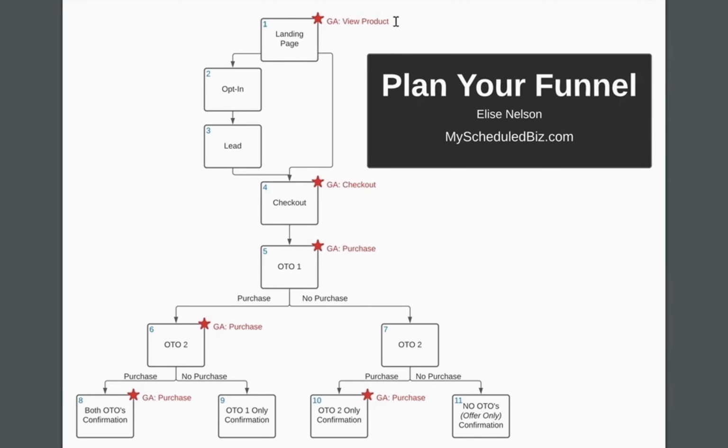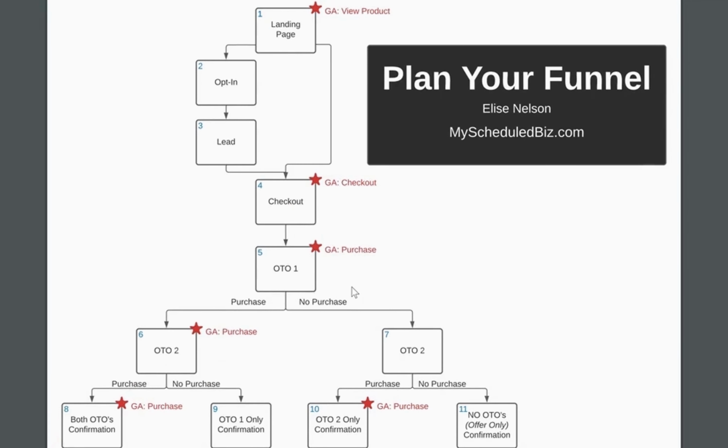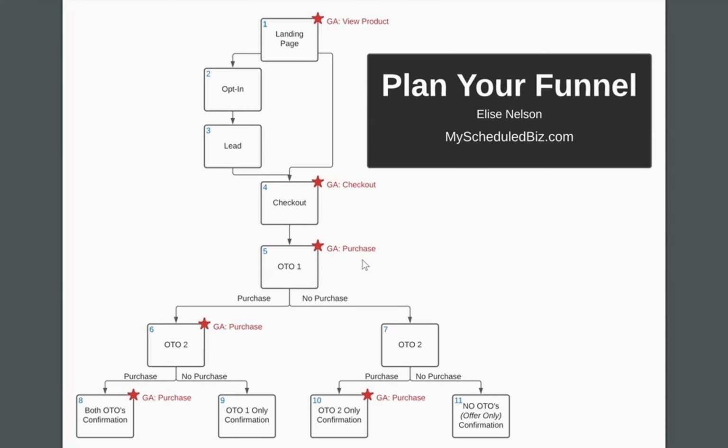All right, so we've got view product, that's going to go on your landing page. Then we've got checkout, which is going to go on your checkout. And then your confirmation or one-time offer is going to have the purchase conversion, because if this is a confirmation page and it's not an offer, clearly that means that they went through the checkout to get here. Or if this is a one-time only offer, they had to have completed the checkout in order to get to this page. So your purchase conversion is going to go right here.